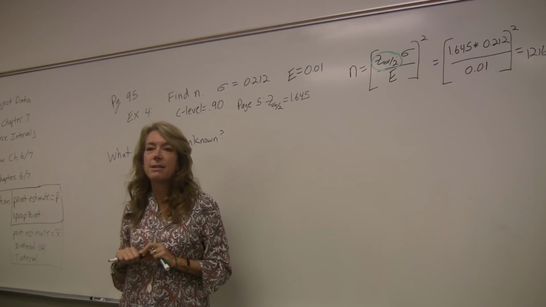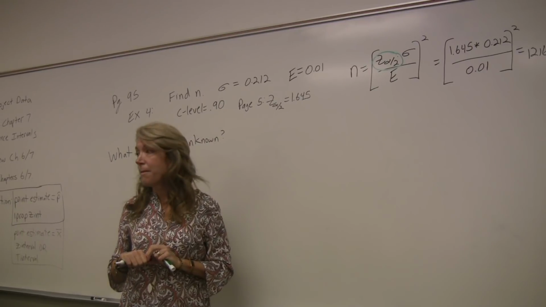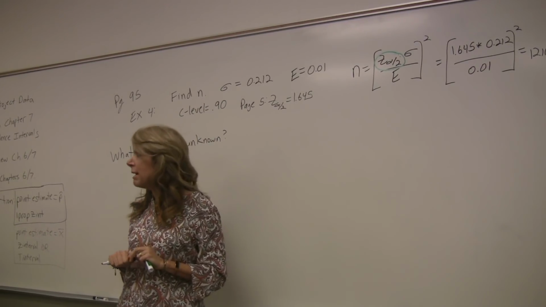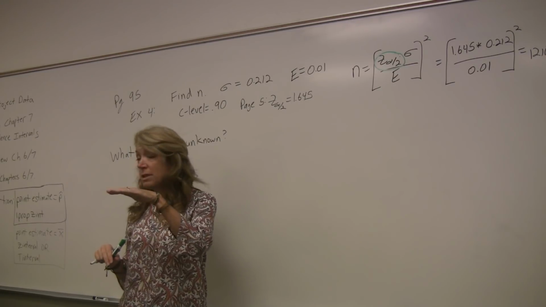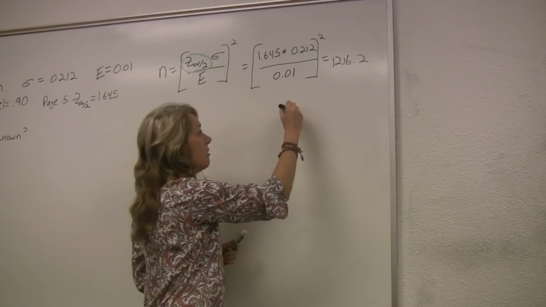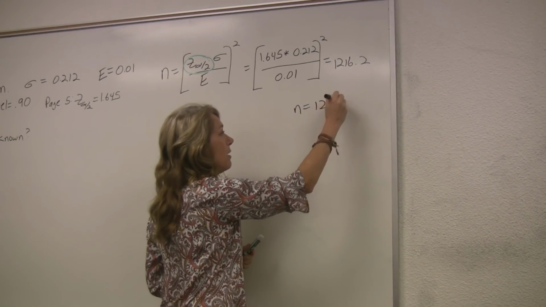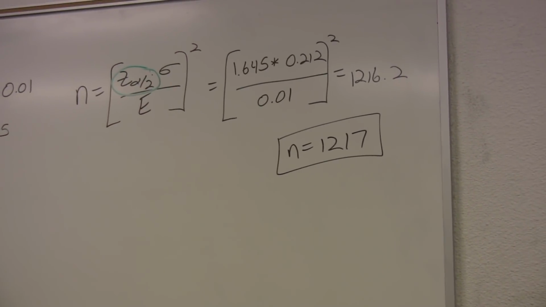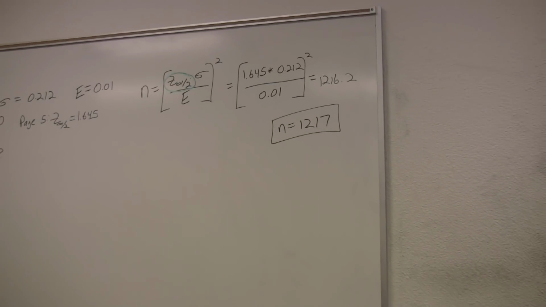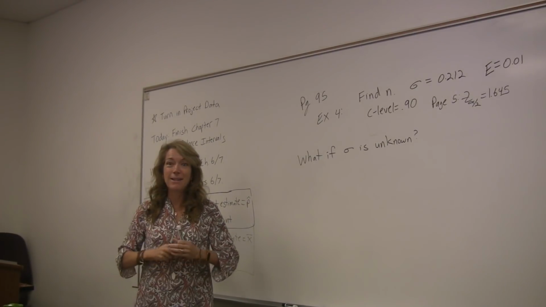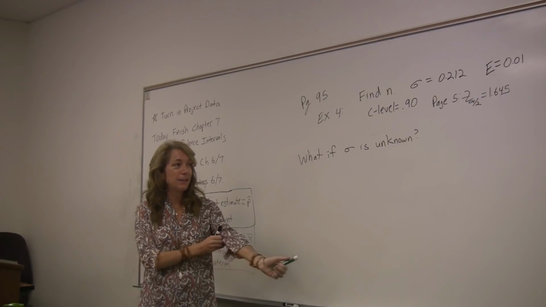What's my sample size? We still round up, because this is a minimum sample size. You can never round down. You can't go below a minimum. So N in this case would be 1217. Good catch. I'm like, why are we getting different numbers? Because some of you are copying the right number down and some of you are following my wrong number.